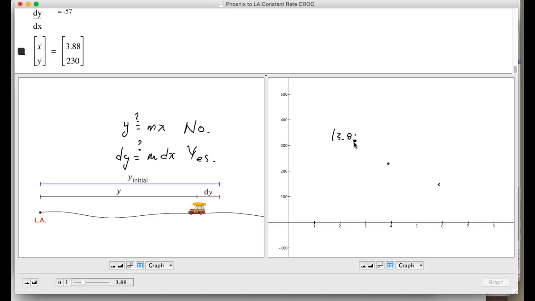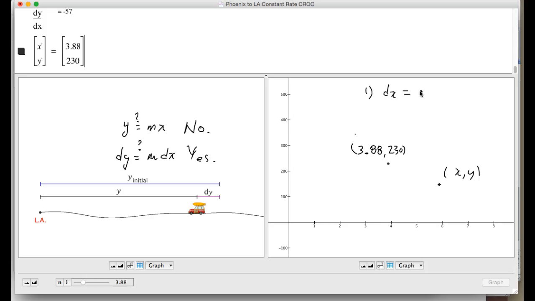Let's try again here. 3.88, comma 230 is here. We start with some arbitrary point that represents any and every correspondence point of hours and distance to LA. How do we represent that arbitrary correspondence point? Just x, y, so that can represent each and every point. And she said the first thing we want to do is write what dx is. And what is dx? Keep going, you're doing great.